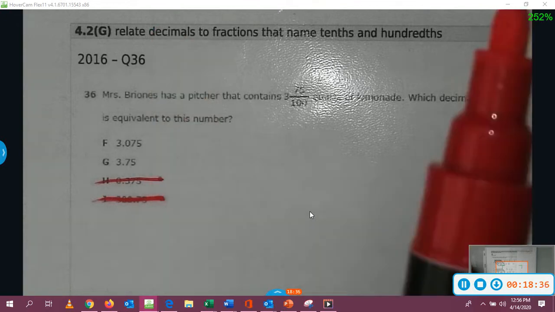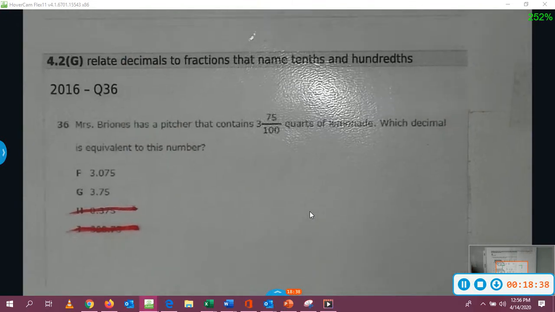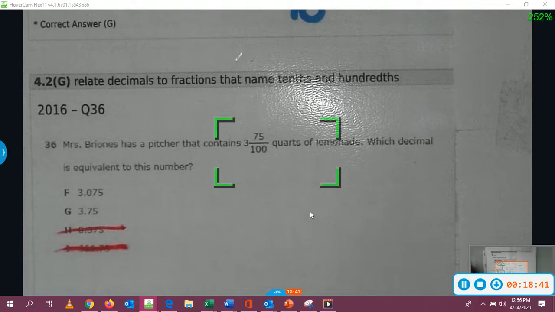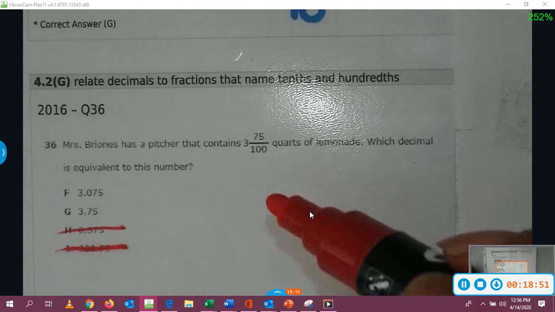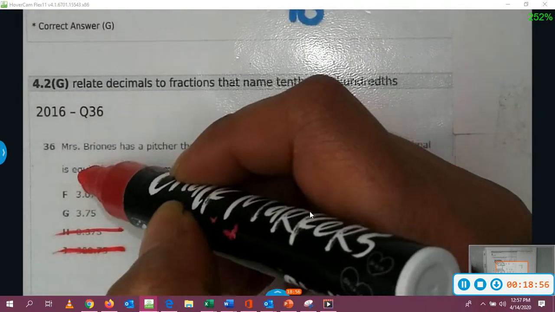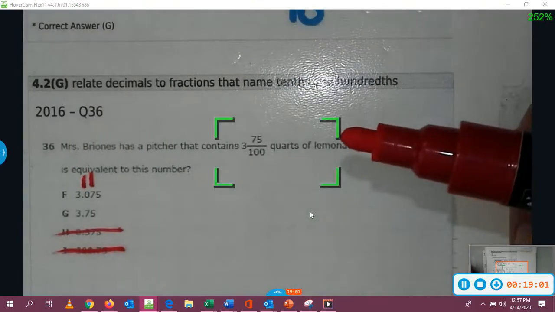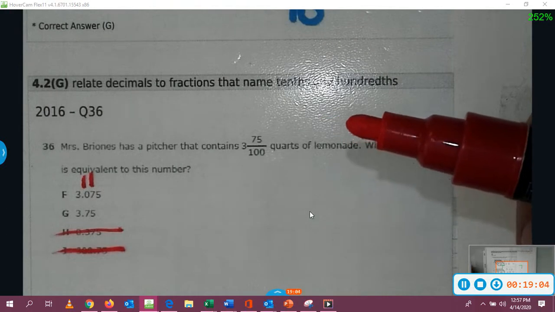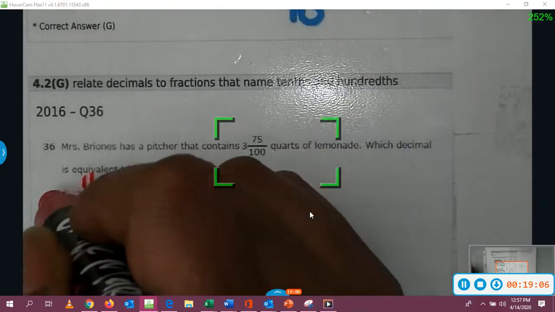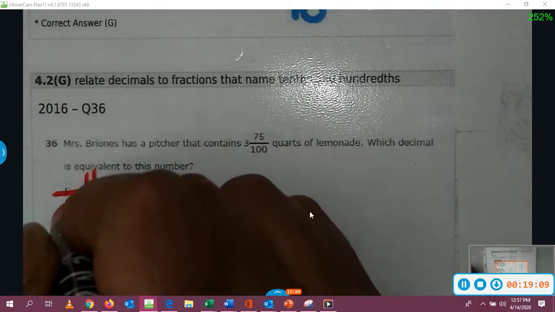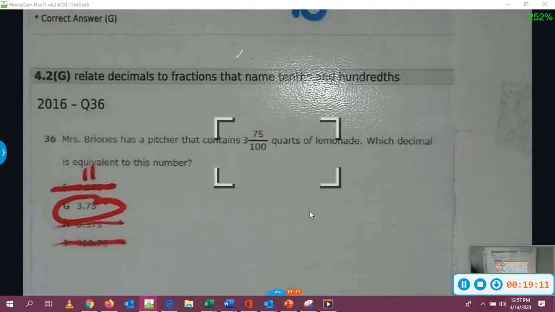Alright, so 3 whole numbers and then 75 hundredths. So we know that the hundredths tells us how many place values from the decimal point it is going to be. So I'm looking for the one that's in the hundredths place. So this is your tenths and this is your hundredths. There should be nothing else behind the digits. So this is automatically gone. And that leaves you with the answer choice G.